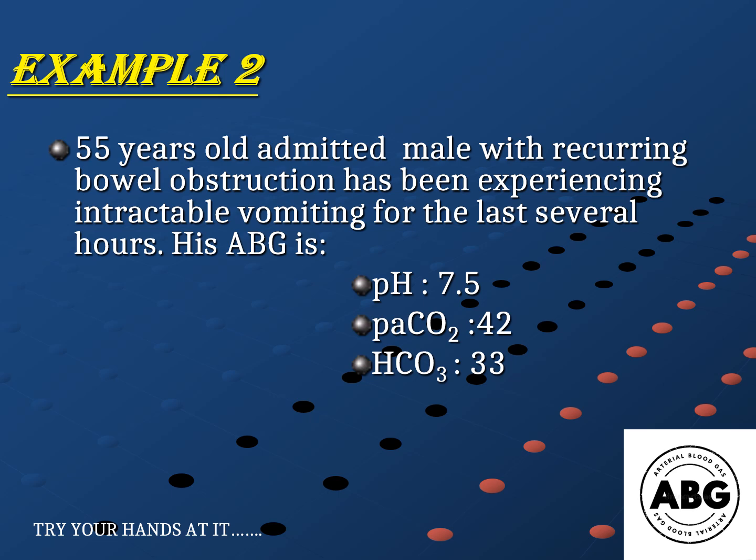pH is high, 7.5, indicating alkalosis. PaCO2 is slightly elevated, 42, which could be a compensatory response to the alkalosis. HCO3 is elevated, 33, which suggests that the kidneys are retaining more bicarbonate to compensate for the loss of acid. What type of acid-base disorder do you think this patient has?